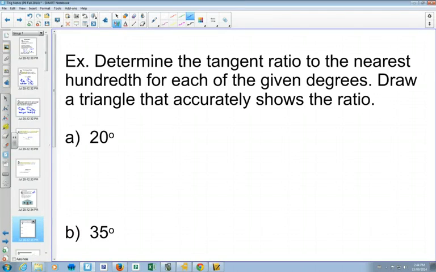So determine the tangent ratio to the nearest hundredth for each of the given degrees. We're also going to draw a triangle that accurately shows the ratio. So what we're going to do is go to our calculator and figure out what tan of 20 degrees is.